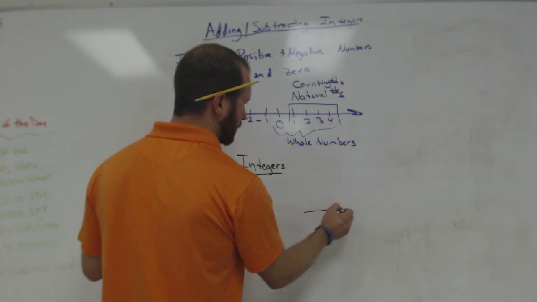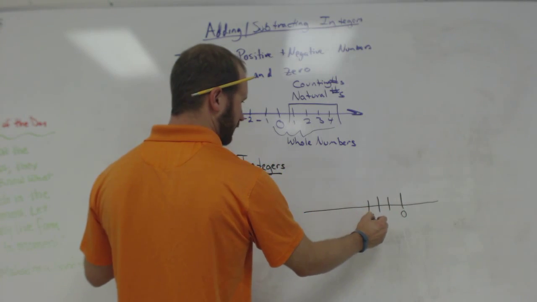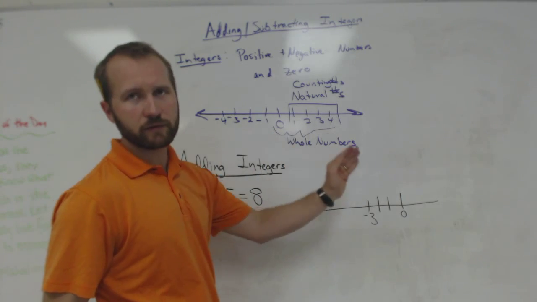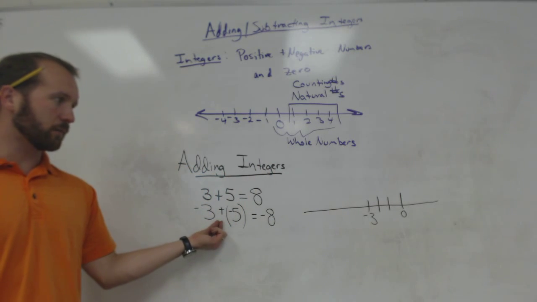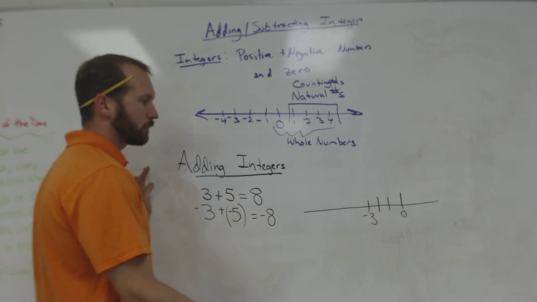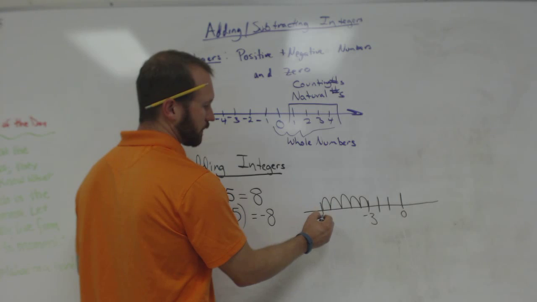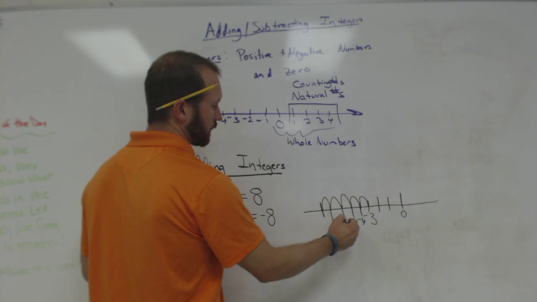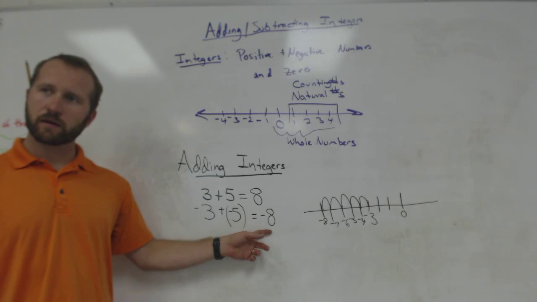We can also think about this on a number line. So here's 0, here's negative 3. We want to add negative 5. Are we going to go left or right on our number line? We're going to go to the left because we're adding, but it's a negative number that we're adding. So we have to move to the left. We're going to move to the left 5 spaces. 1, 2, 3, 4, 5. So this would have been negative 4, negative 5, negative 6, negative 7, negative 8. So our answer is negative 8.